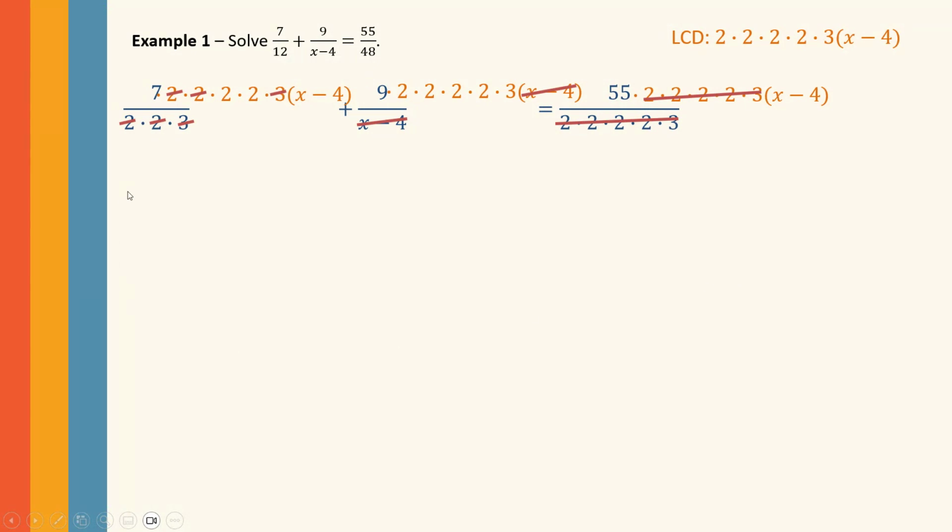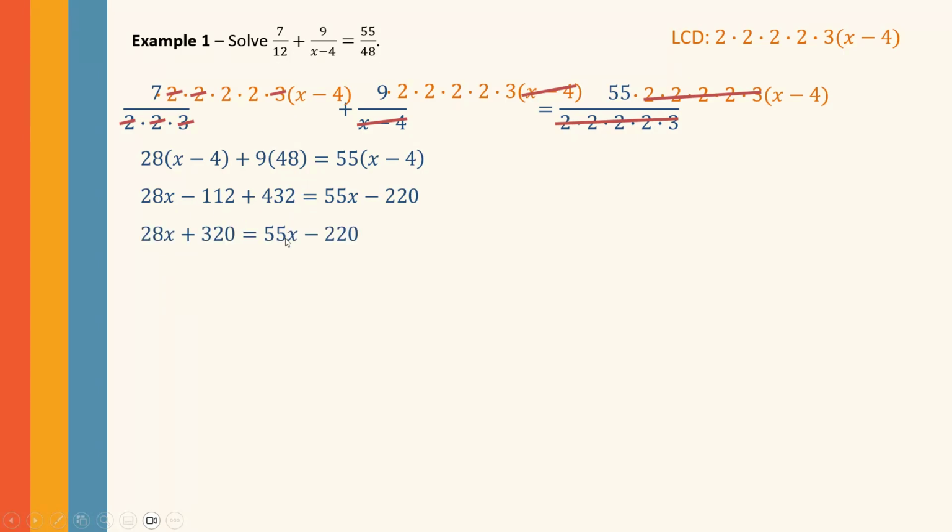Then we will multiply the resulting equation. So 7 times 2 times 2 gives us 28, and then 9 times the 2 times 2 times 2 times 3 gives us 48, and then we'll have 55 times x minus 4. So then we'll distribute the 28 and multiply 9 times 48. Then we combine like terms on the left-hand side here, negative 112 plus 432.